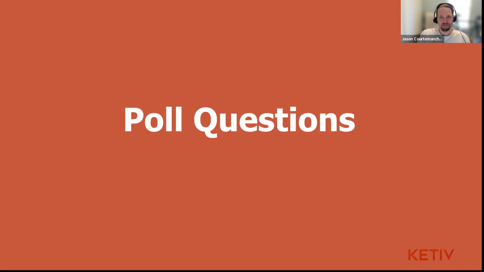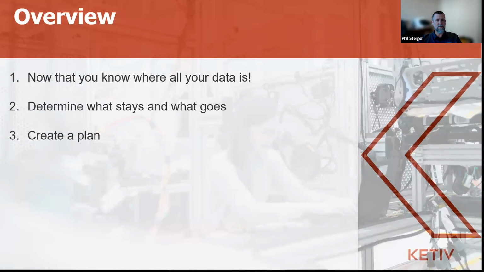Okay, so today's an overview of what we're going to talk about. Now that you know where all your data is, what do you do with it? Next, you determine what stays and what goes, because it's real easy to say, hey, I got all this data, let's just put all this data into a PDM. There's a good and bad about that, and you don't need to put junk in there. You really want to be due diligent of what you're putting in your PDM, and then create a plan to execute on it.